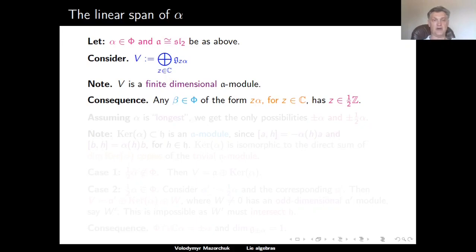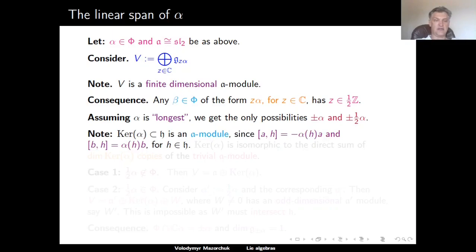Of course, we are free to choose any alpha we wish. So if we choose alpha to be the longest, so given by the maximal possible scalar, then we get that the only possibilities for such roots in phi are plus minus alpha and plus minus 1/2 of alpha. So there can be at most 4 roots which are scalar multiples of alpha.